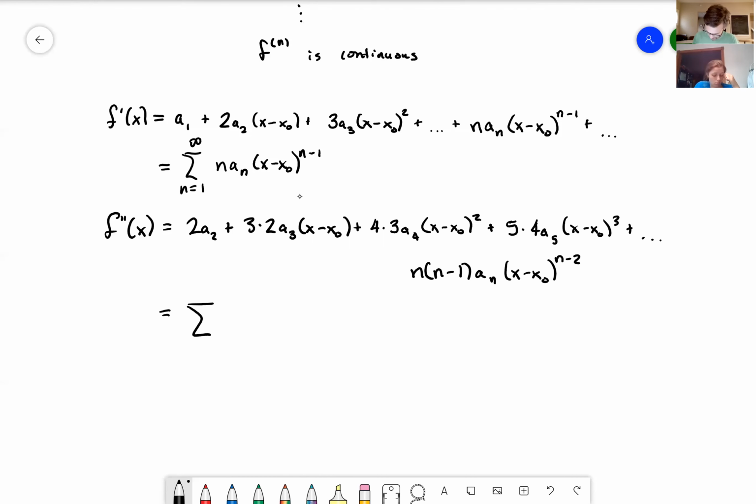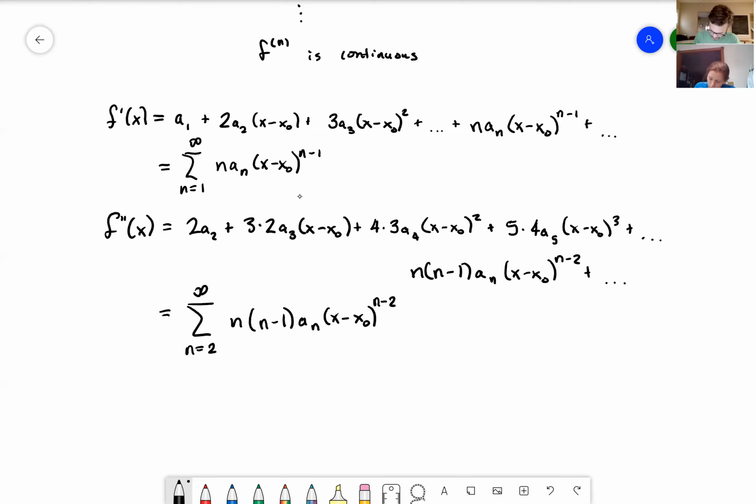So writing it in sigma notation, n of course continues on like that. n times n minus 1, a n, (x minus x0) to the n minus 2. And now our numbering will start from 2 instead of 1. We can continue this process for as many derivatives as we need.